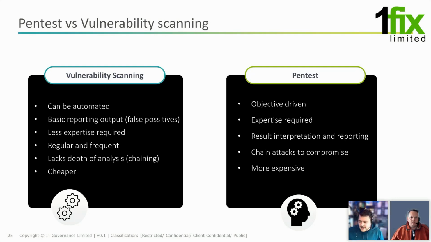You can chain the attacks together. A low may become a high if they so fit together. It takes that human element to be able to see and understand how the networks work, to be able to chain them together. A pen test can be more expensive, but you pay for what you get in that element.